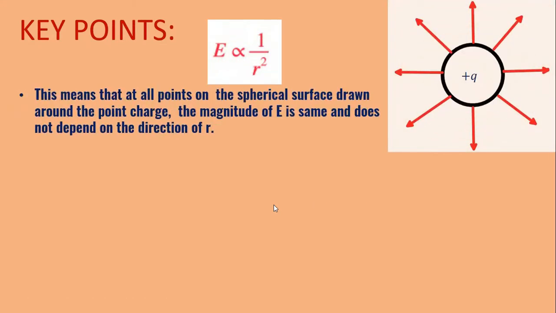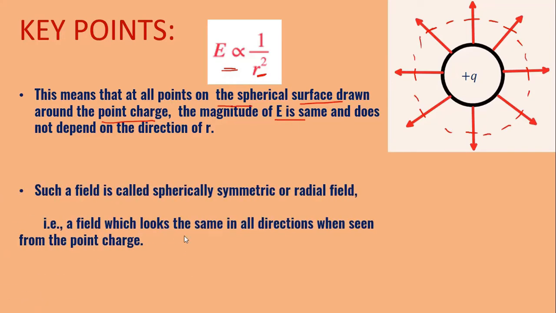Next, we will try to understand certain key points. What are the key points? As we have seen, the electric field varies inversely as R square. That means at all points on the spherical surface drawn around the point charge, the magnitude of E is the same. That means if we draw a spherical surface like this around a source charge, at all the points on this spherical surface, the magnitude of E is going to be the same. It is independent of the direction of R, and this is called the spherically symmetric or a radial field.